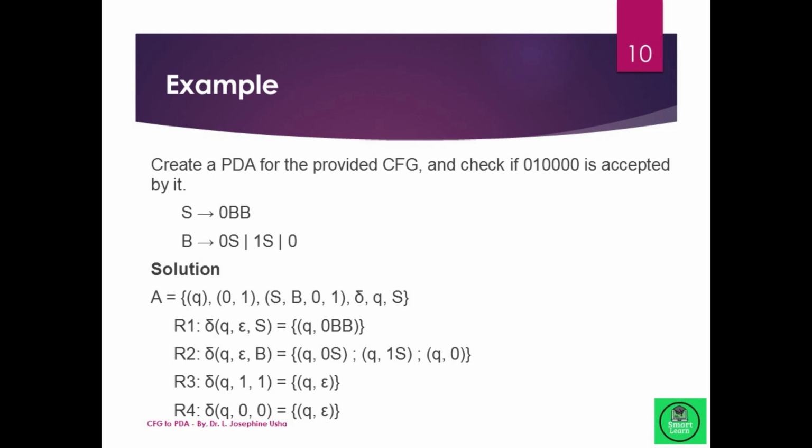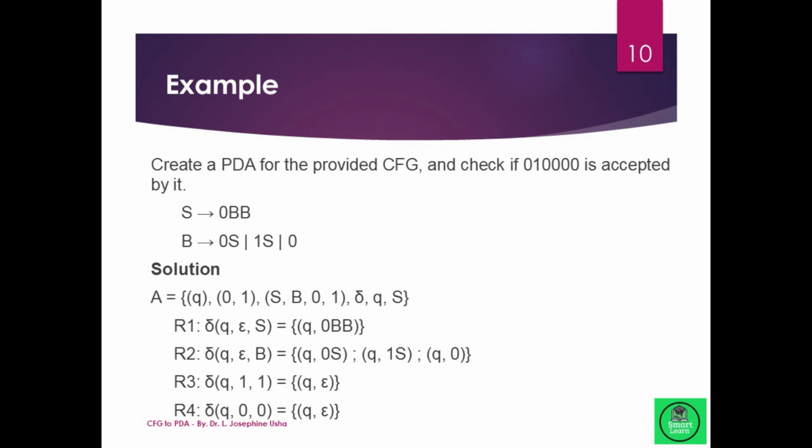For B we have three alternate productions, so we write it like this: (q, 0S), (q, 1S), (q, 0). Then here we have two terminals, 0 and 1. For each terminal you have to write the rule, that is delta of q, 1, 1 equal to (q, epsilon) and delta of q, 0, 0 equal to (q, epsilon). Okay, so the construction is over.